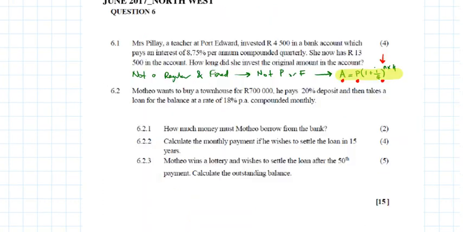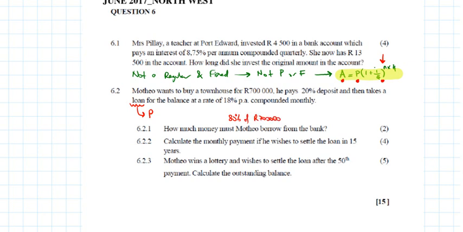Now 6.2, once he pays a deposit and takes the loan. It's a long question, you're paying a deposit and everything, so it is the P formula. You see, it's a present value thing. How much money must Motorola borrow from the bank? When the deposit is done, we need to calculate the remaining. You can either find the deposit and subtract from 700,000, or you can just say 80% of 700,000. They will both give the answer.